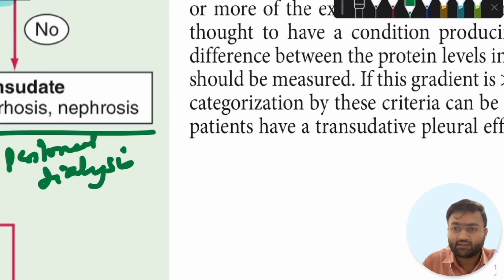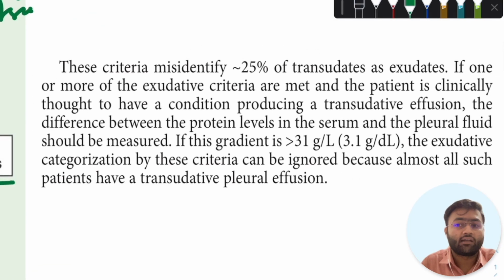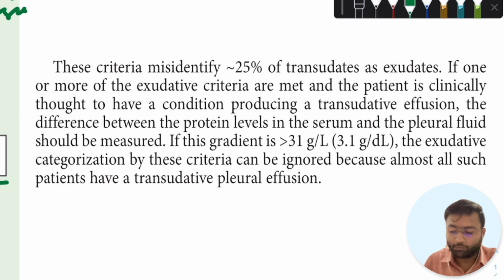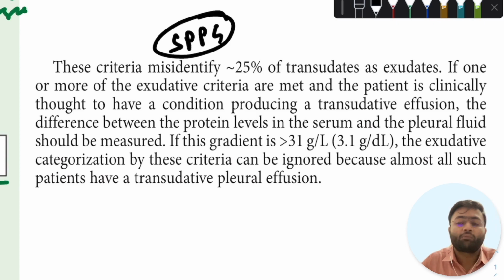You should note that Light's criteria is only correct 75% of the time, whereas in 25% of the cases, Light's criteria will not be correct. So, in this condition, if you're suspecting transudative pleural effusion, go with measurement of serum to pleural fluid protein gradient. If this value is more than 3.1 gram per deciliter, rest assured this is a transudative pleural effusion.